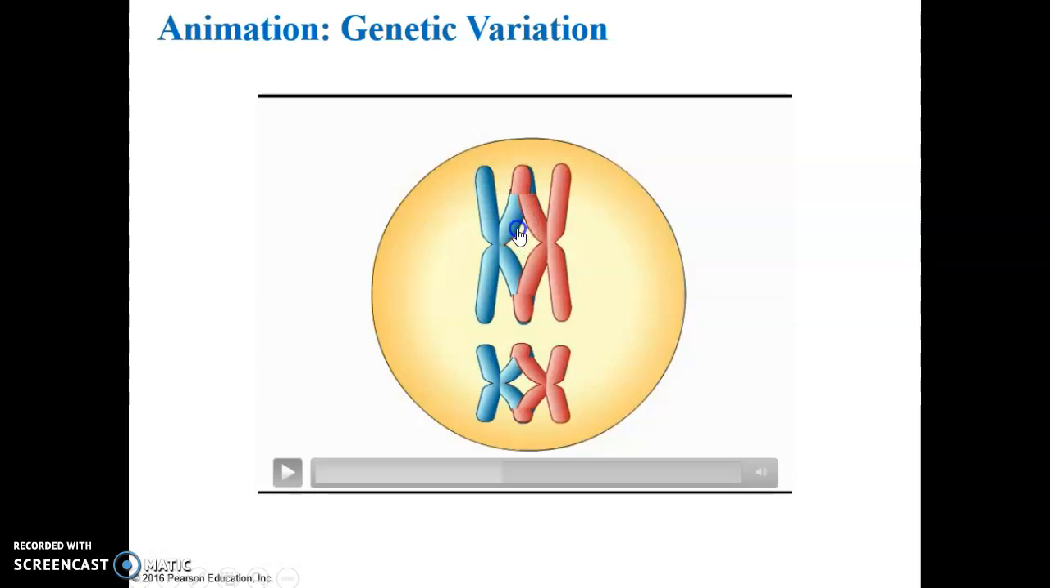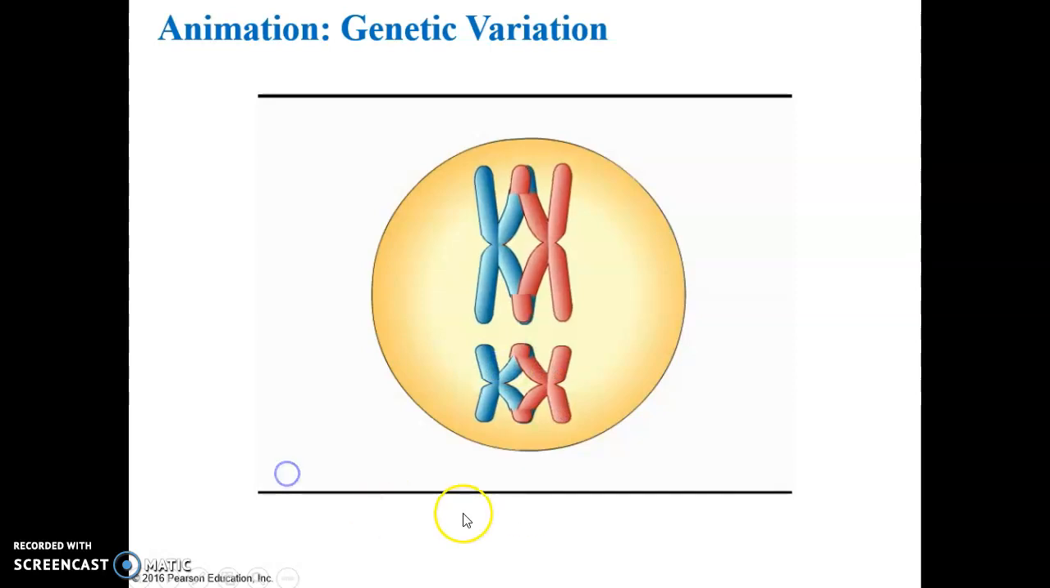Since there are 1, 2, 3, 4 sister chromatids involved in this process, this combination of 2 homologous chromosomes is referred to as a tetrad. That came up in lecture and or in your textbook, because there's 1, 2, 3, 4 sister chromatids involved, and tetra means 4. So this is referred to as a tetrad. And there's another one down here. This association of homologous chromosomes is called a tetrad.